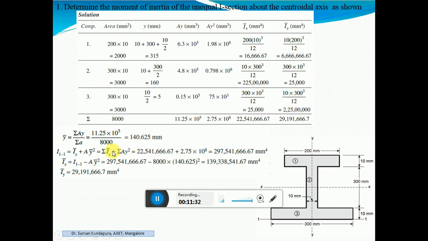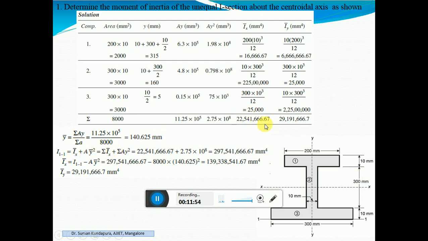Now from the parallel axis theorem, to find out the moment of inertia about the axis 1-1, I'll have to use summation of Ix bar, because I do not know the moment of inertia about the xx axis. You do not know. So from where will you substitute this formula?